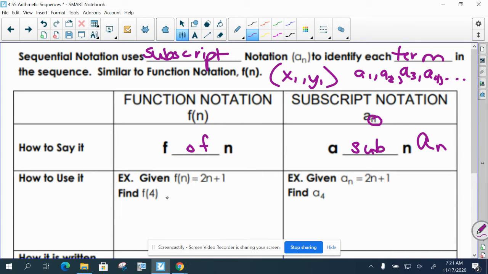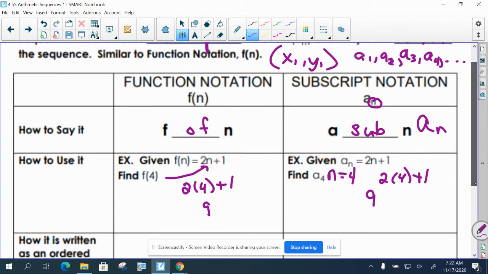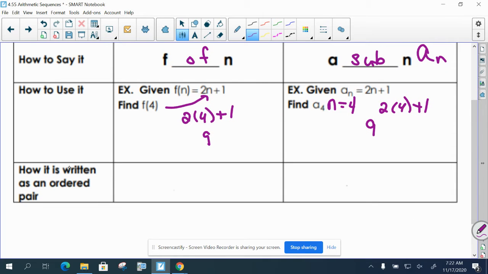So how to use it is basically the same. If you're finding f of 4, you plug in 4 for n. So 2 times 4 plus 1 would be 8 plus 1, which is 9. If you're finding a sub 4, you just plug in 4 for n. Just the same thing. So 2 times 4 plus 1 would be 9. And then how to write it as an ordered pair. The x is n here, and your y is f of n. So this represents your input, and f of n represents your output.